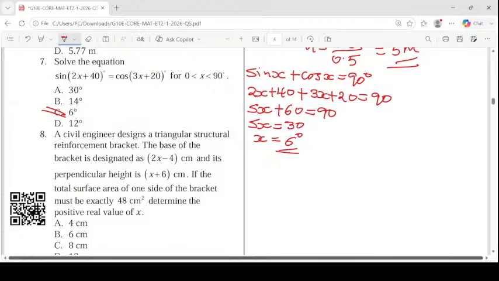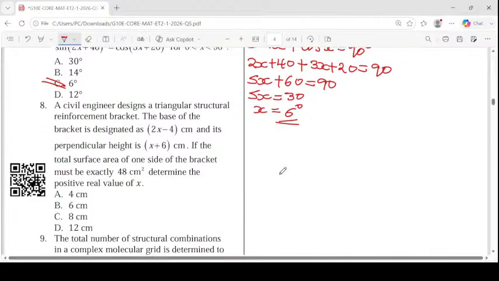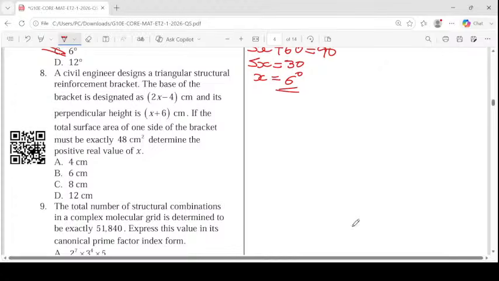We are progressing very, very well. Allow me to have a look at question number 7. No, not 7, but question number 8.